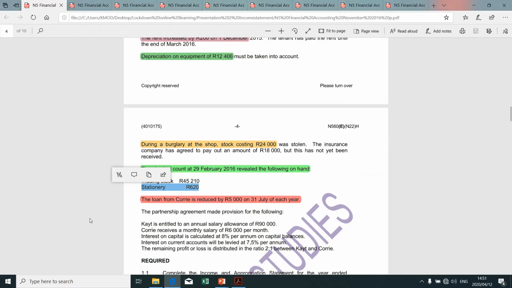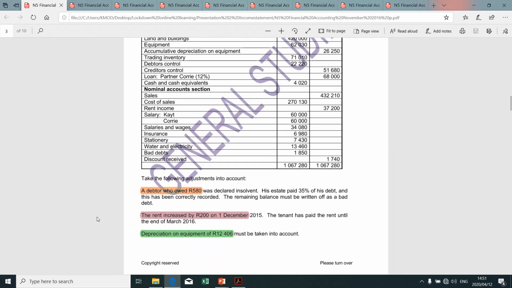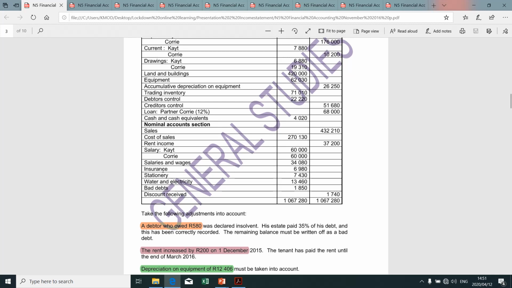Once more, I quickly want to take you to the information so that you can get an understanding of transactions that relate to bad debts. You had bad debts as per the trial balance. However, we need to take into account the adjusted information and see whether bad debts need to be adjusted. The first transaction, the wording highlighted in orange, related to an insolvent debtor. We were specifically told that an insolvent debtor owed 580. The 35% was recovered. However, the remainder of the percentage will not be recovered by the partnership and it has to be treated as bad debts.